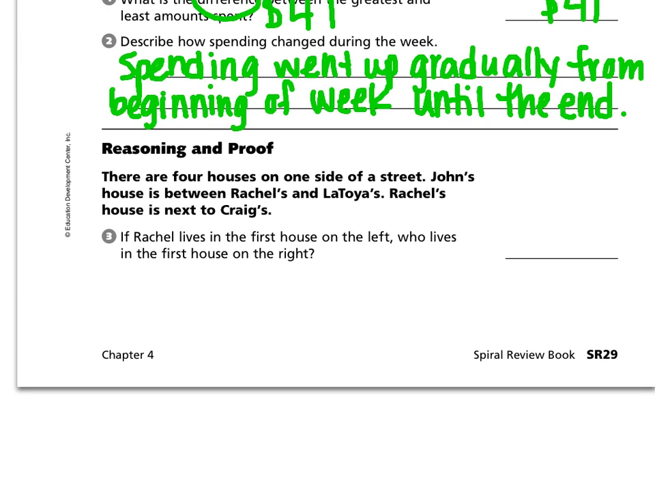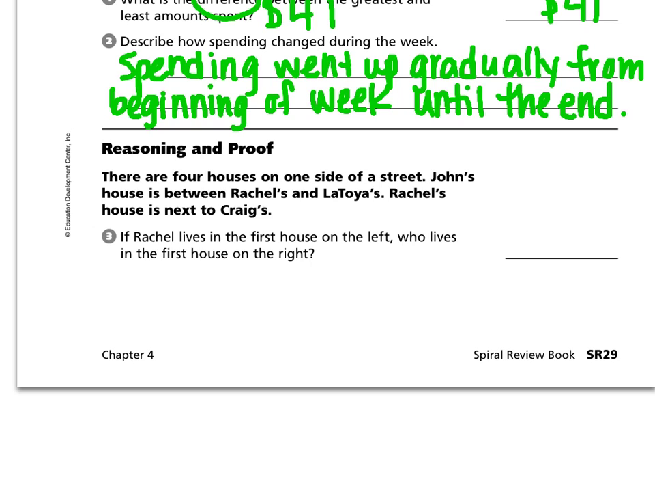Let's look at number 3, reasoning and proof. There are 4 houses on one side of the street. John's house is between Rachel's and Latoya's. Rachel's house is next to Craig's. If Rachel lives in the first house on the left, who lives in the first house on the right?